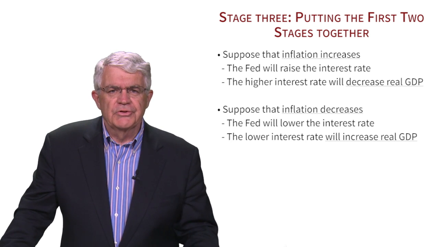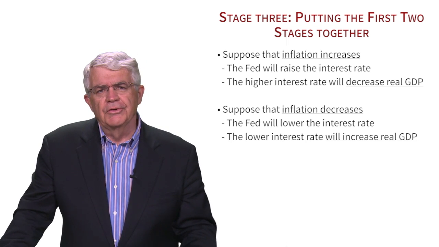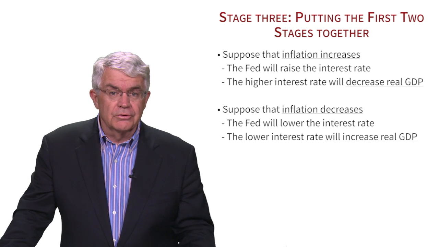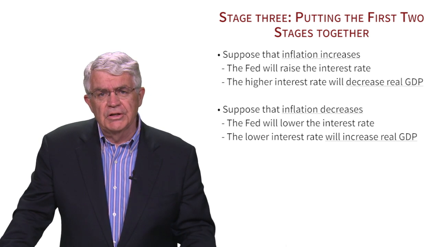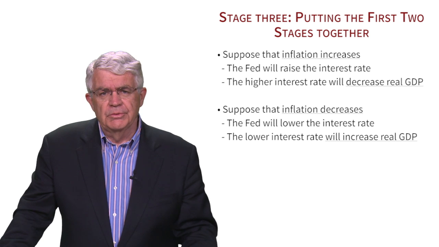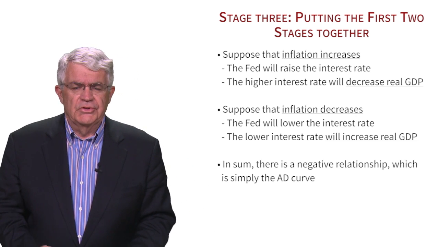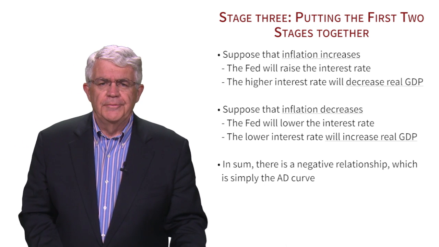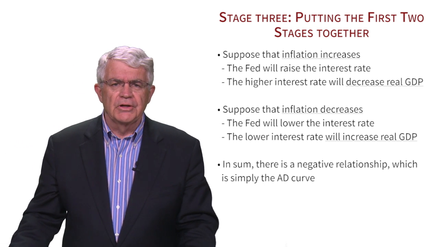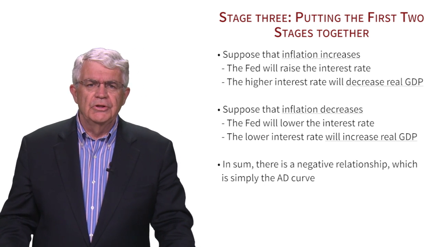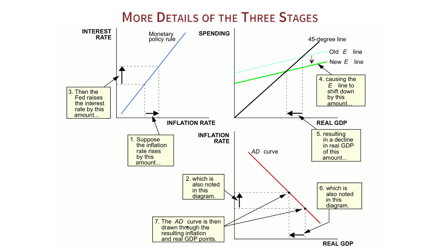It goes the other way too. Suppose that inflation decreases, then we argue the Fed will lower the interest rate. That lower interest rate will increase real GDP. That's the connection. Inflation decreases, causing an increase in real GDP. So this is this negative relationship, which is simply the aggregate demand curve. You can summarize this with some graphs, so let's look at some graphs to do this. Call this more details on the 3 stages, just some added emphasis to understand what's going on.